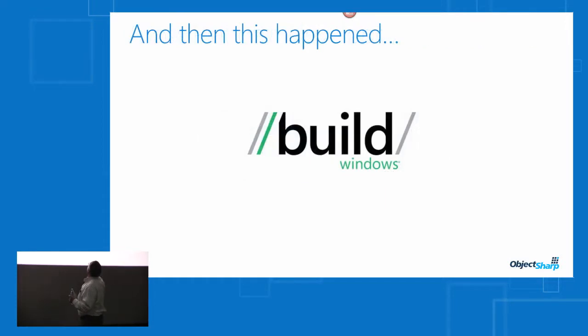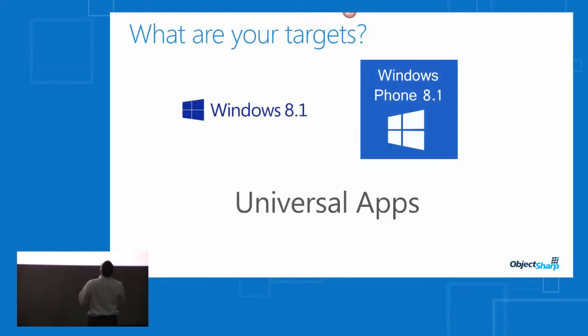And then this happened. They made some announcements at Microsoft Build, and it sort of changed everything. This talk was going to be real easy. We were just going to show you portable class libraries and sort of be done with it. And at Build, they announced some new stuff and some new partnerships.